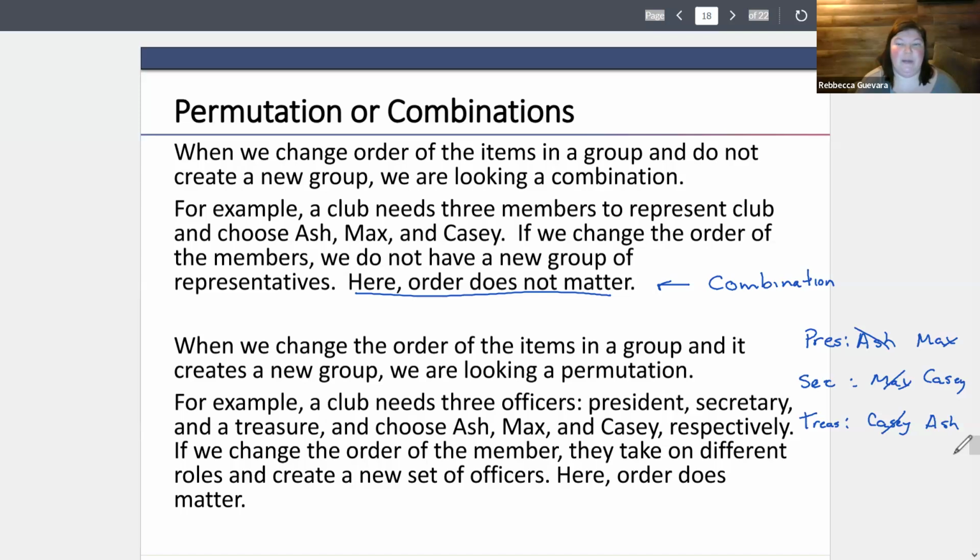So if we change the order of members, they take on different roles and they create a new set of officers for us. So here order does matter, and that is always when we're going to do a permutation.